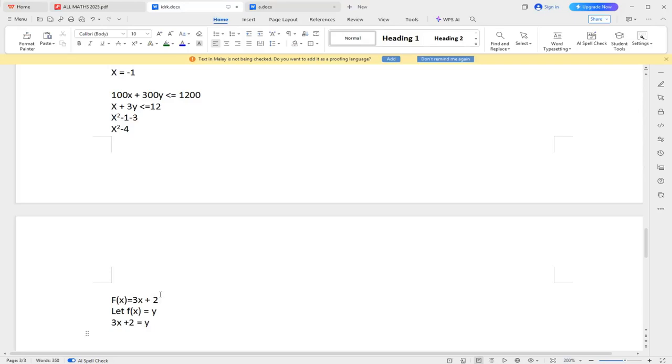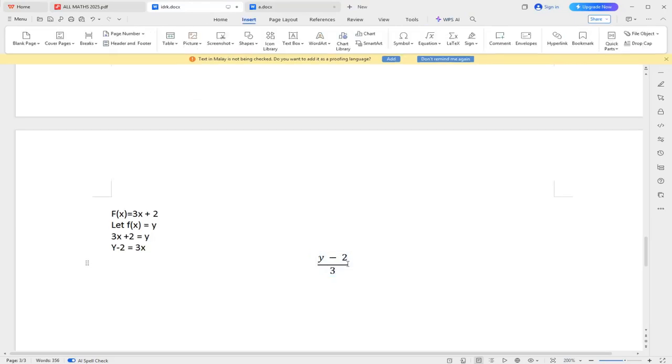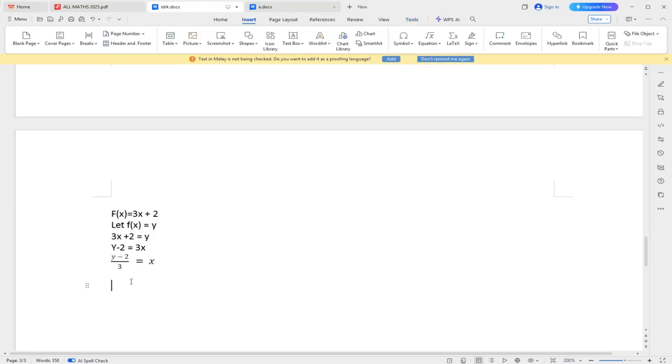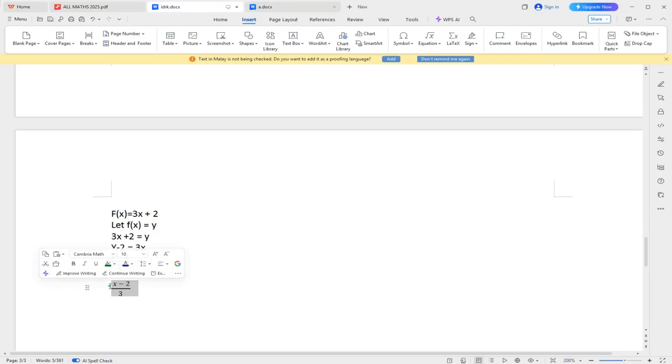From here we have to isolate the x, so we can send to the other side. We have y minus 2 is equal to 3x. We divide all through by 3. We have y minus 2 all over 3 is equal to x. We can end by replacing y with x. We get x minus 2 all over 3, and this is the inverse of f of x.